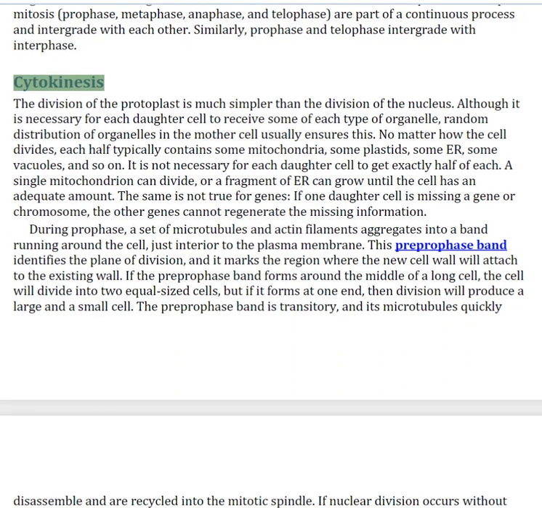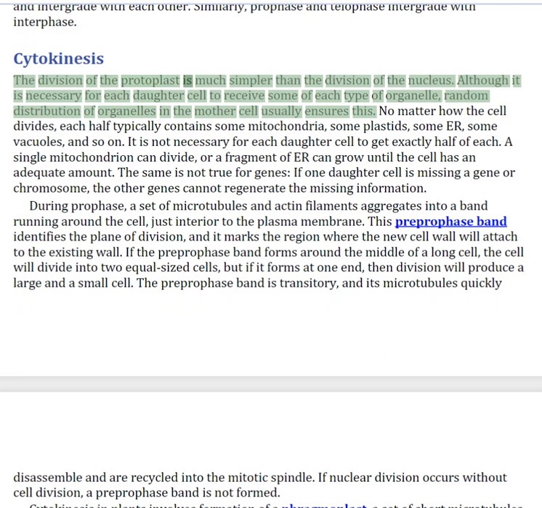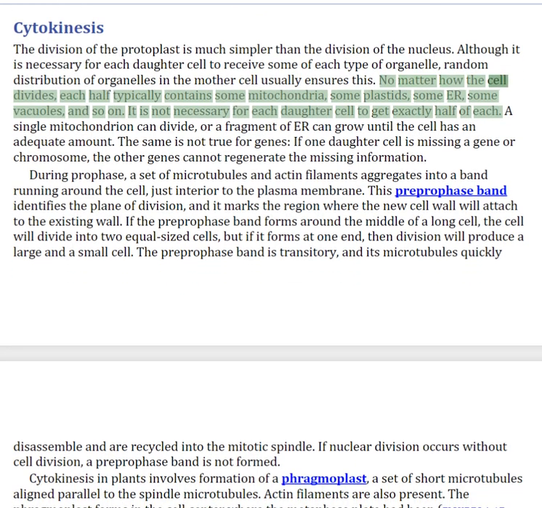Cytokinesis. The division of the protoplast is much simpler than the division of the nucleus. Although it is necessary for each daughter cell to receive some of each type of organelle, random distribution of organelles in the mother cell usually ensures this. No matter how the cell divides, each half typically contains some mitochondria, some plastids, some ER, some vacuoles, and so on. It is not necessary for each daughter cell to get exactly half of each.